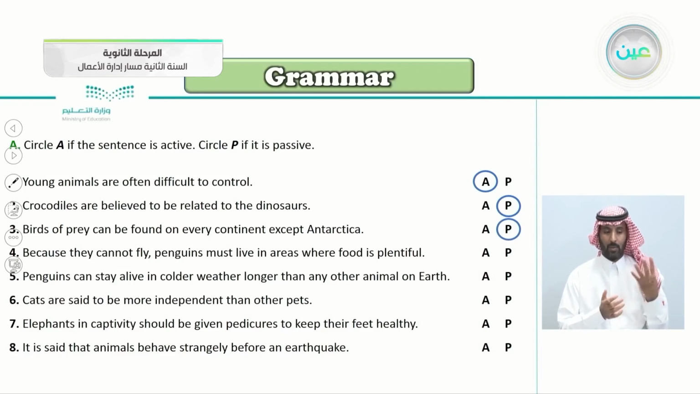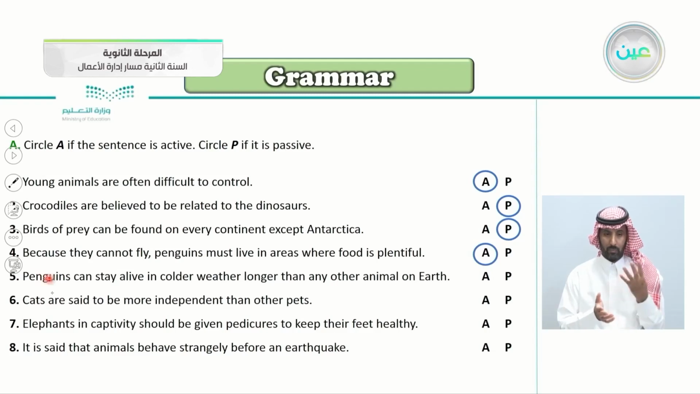Number four, because they cannot fly, penguins must live in areas where food is plentiful. So, is this active or passive here? I think this is an obvious one. It is an active sentence because penguins are the subject here. That's why we begin the sentence with penguins.